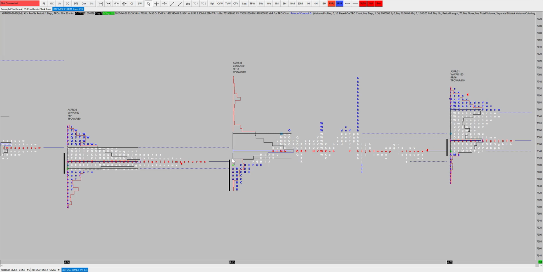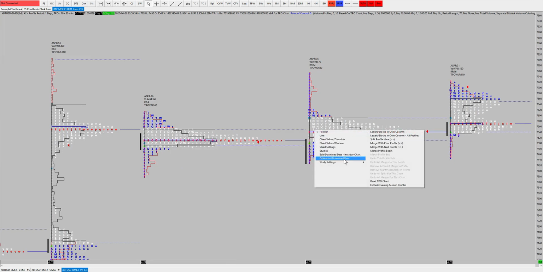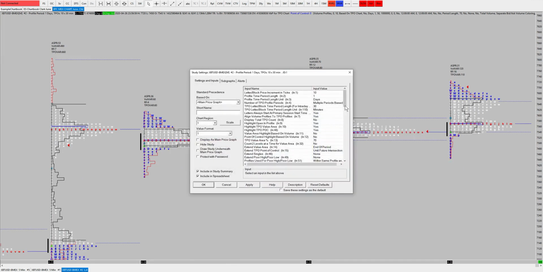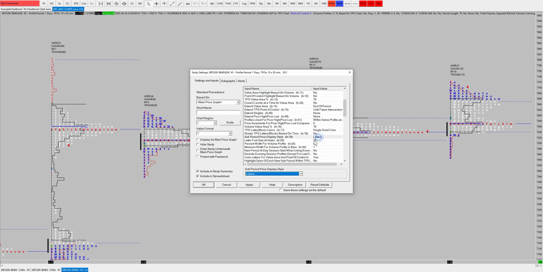So there are 26 letters in the alphabet. Everyone knows that. And each one of these letters is showing us how we have progressed through half-hour periods throughout the day. So A period, this is the first half hour of the day. B period, this is the second half hour of the day, and so forth. Now, for the sake of this tutorial, I'm going to be setting this back to my traditional setting, which is just to use the blocks.